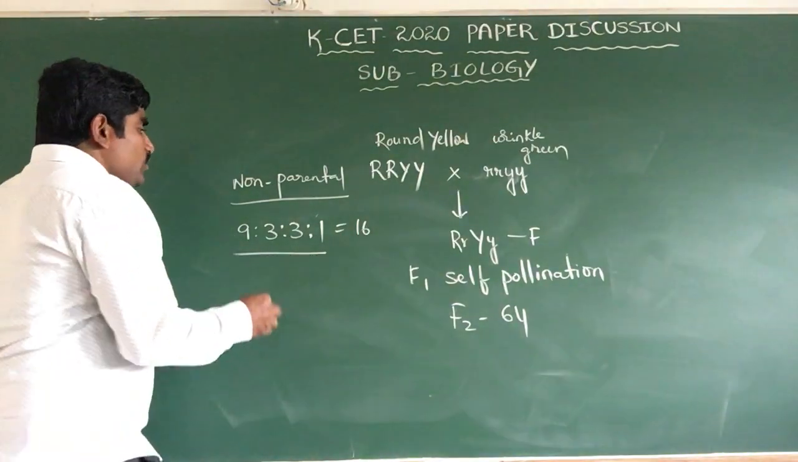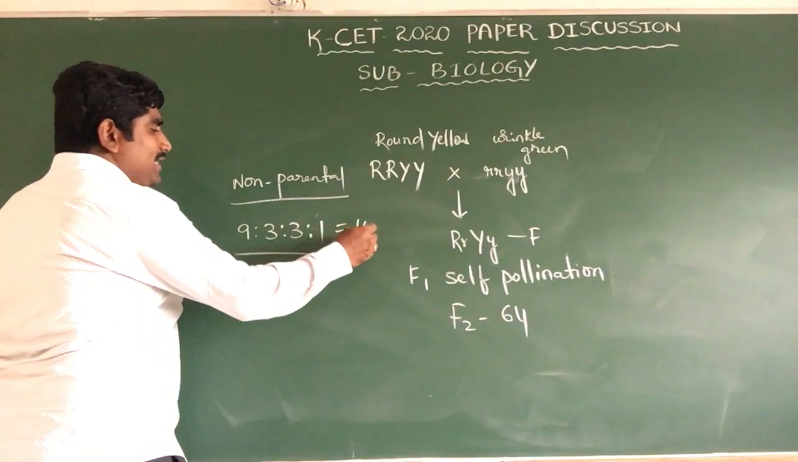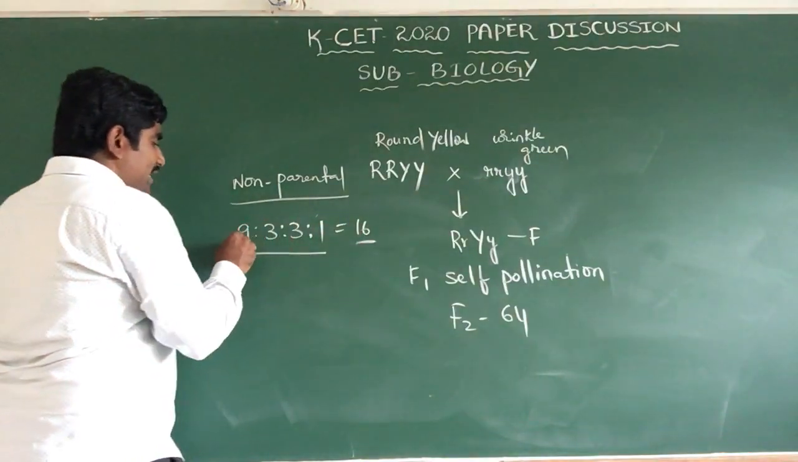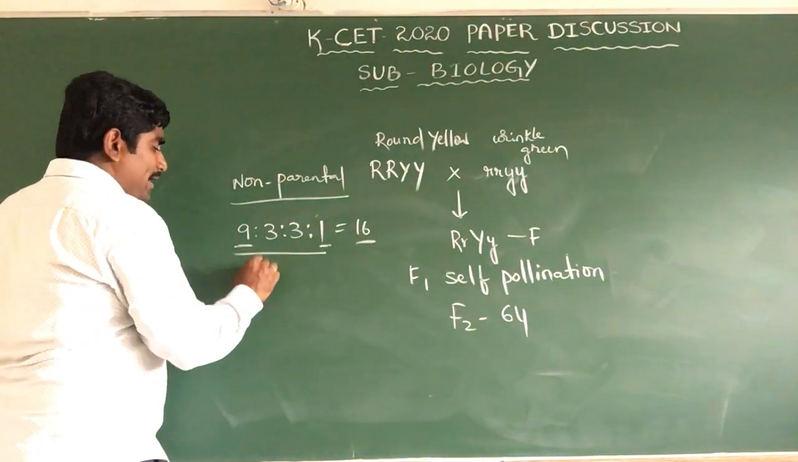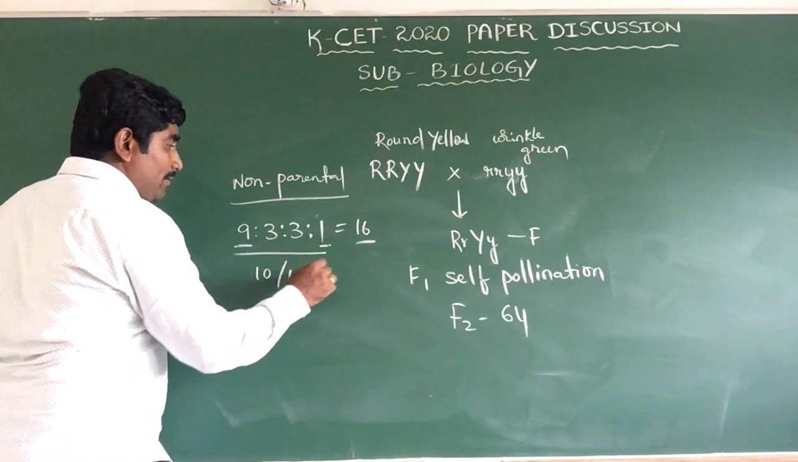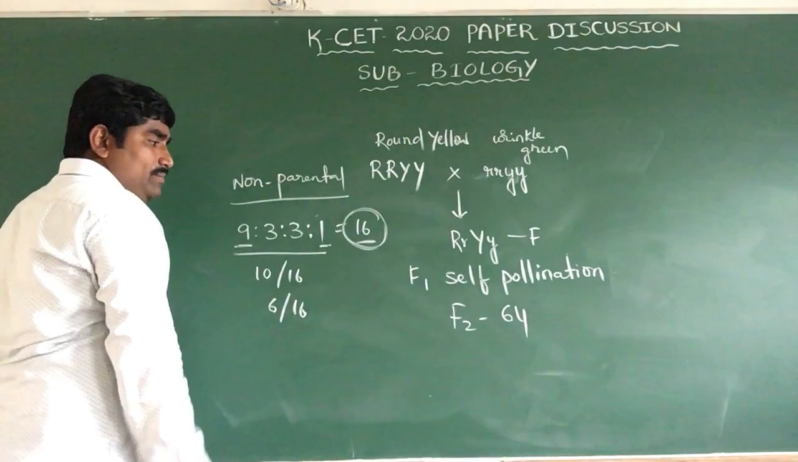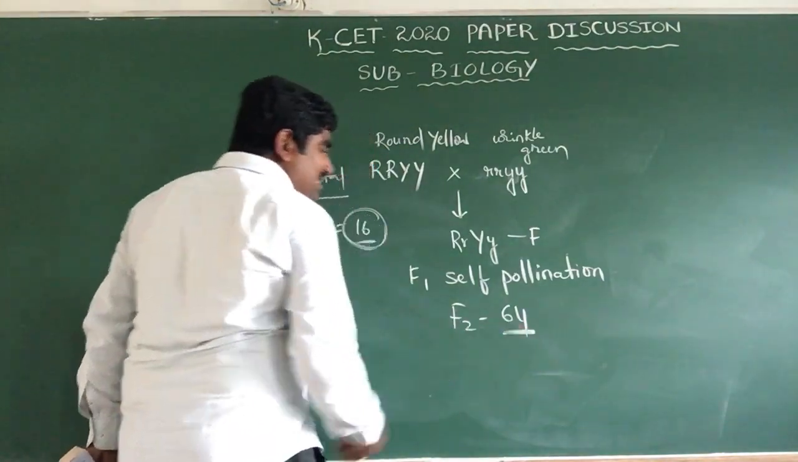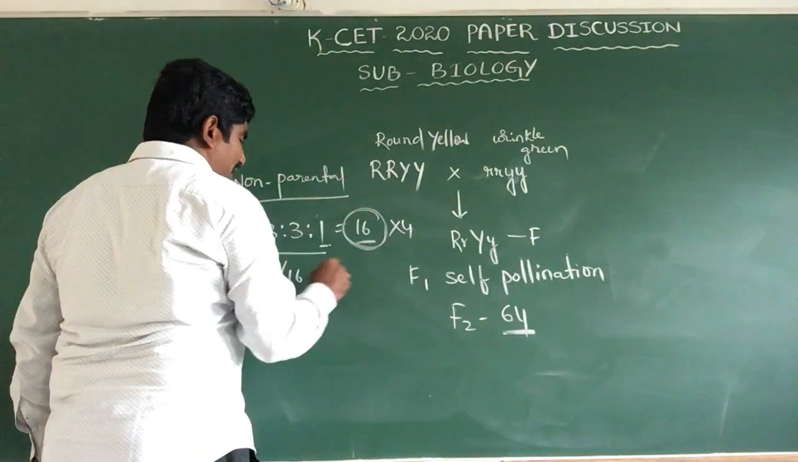Right? Clear or not? So 9:3:3:1, totally 16 here. In this 16, 9 is parent and 1 is parent. 10 out of 16 is parent and 6 out of 16 is parent. That is when 16 plants are produced. But he is telling here 64 plants are produced. So we have to multiply that by 4, that's all.